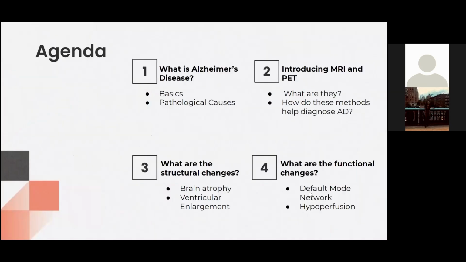Okay, so as I said, today we're going to be talking about the structural and functional changes of Alzheimer's disease. These are the main topics that we'll be covering. First, we'll be talking about what Alzheimer's disease is. Second, we'll be introducing MRI and PET scans. And then third, we'll be talking about the specific structural changes and fourth, the functional changes.